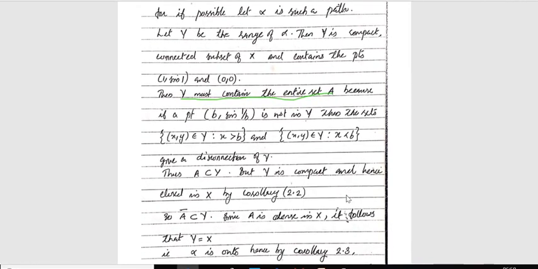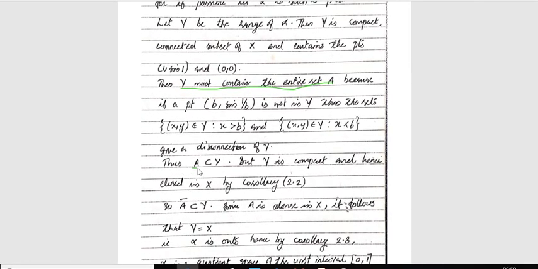Thus A is contained in Y, and Y is compact, hence closed in X. So the closure of A is contained in Y. Now since A is dense in X, it follows that Y should be equal to X, since dense means the closure of A should be equal to X. But you have seen that the closure of A is contained in Y. So Y should be equal to X. That is, Y, which we have taken as the range of alpha, equals X.